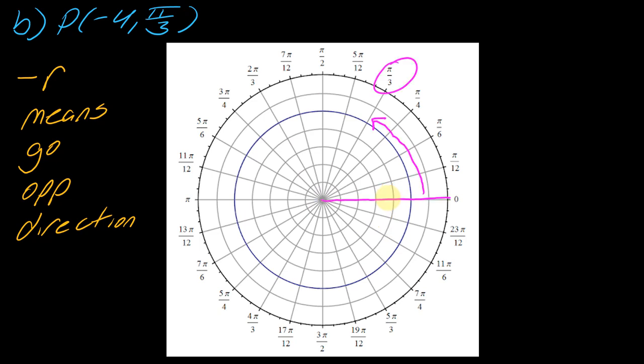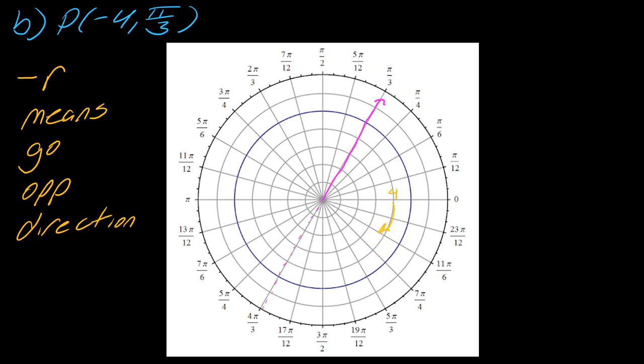Now, here's where this can get a little funky. Pi over 3. So if I'm starting from here and I go up to pi over 3, this is where pi over 3 would be. So this is kind of awkward, right? Because we're coming up here to pi over 3, but I need to go this direction. So how do I reconcile that?